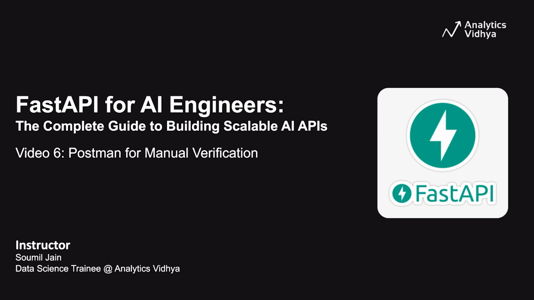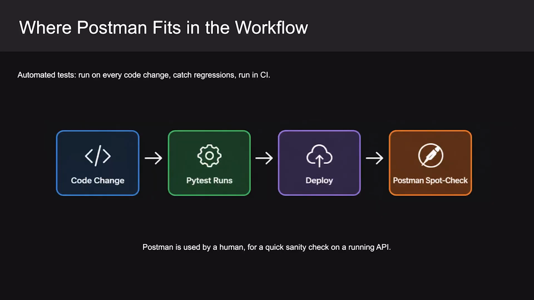Let's set it up. Look at the flow on screen. Code change, PyTest runs, deploy, Postman spot check. That's the full development workflow. Automated tests run on every code change and in CI. They catch regressions without any human involvement. But after you deploy to a new environment, whether that's staging or production, you want a human to fire a real request and confirm things are working as expected. That's exactly where Postman sits.